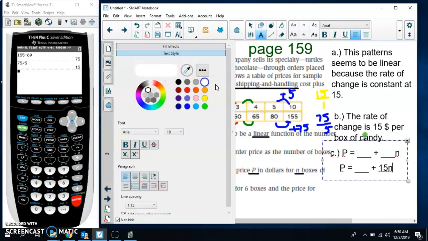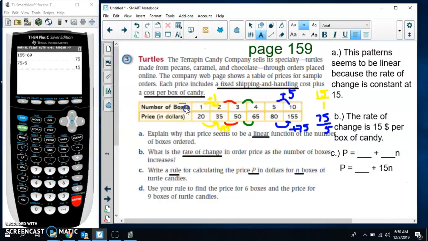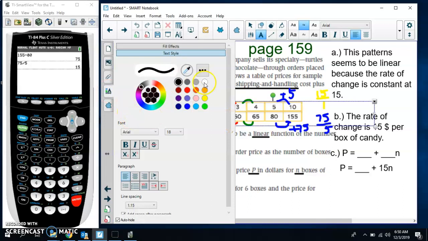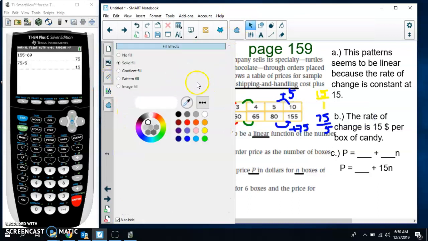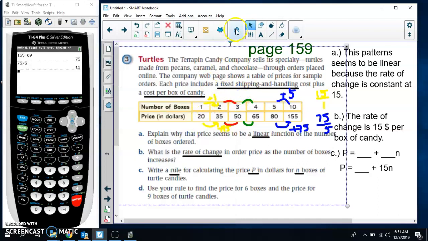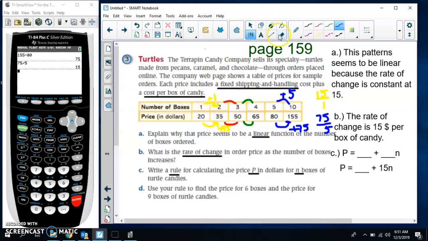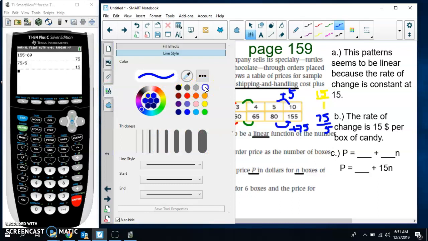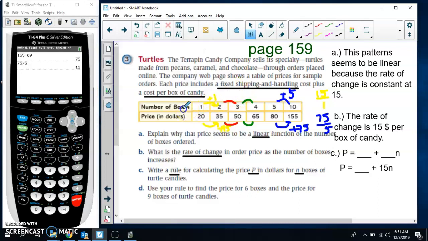So let's look at our table real quick. I want a pen, and I want to use a color pen. I'm going to use a white pen. So let's see, because I'm going to put a number here.